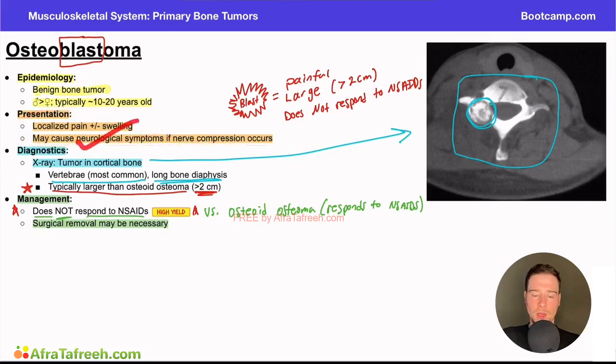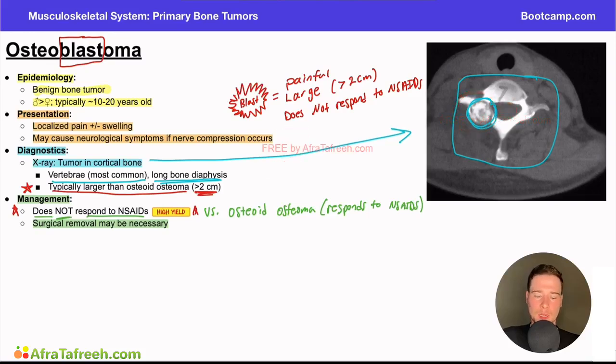Why is this? Well, if we think about our diagnostics here, this is typically a cortical bone tumor that's most common in the vertebra. If we have the tumor in the vertebra compressing on the spinal cord in the canal, that is how we get these neurological symptoms. So again, it kind of fits here, right? The presentation of the patient fits with the location of the tumor.